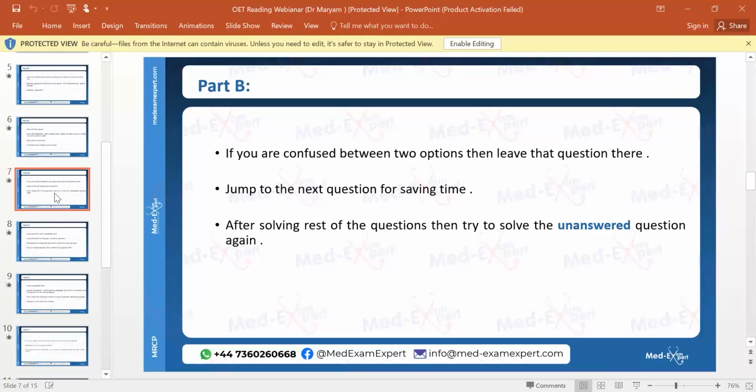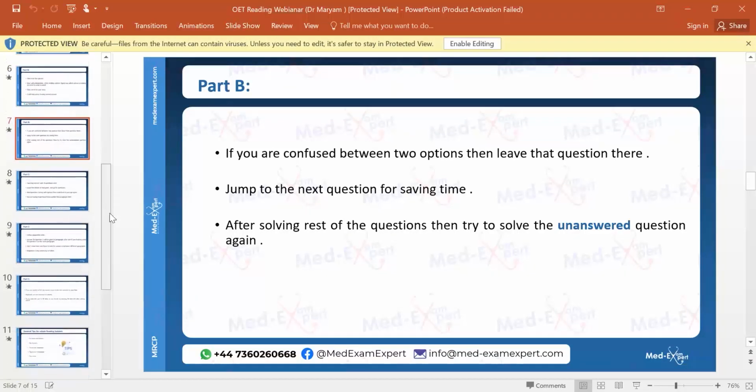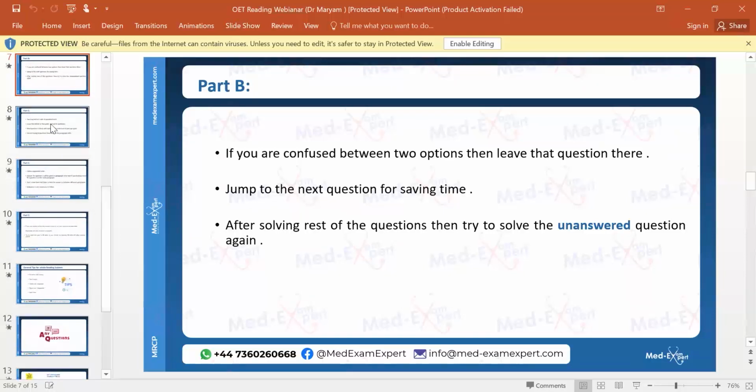If you are confused between two options, then leave the question there. It is very, very important. Listen, if you think that C and B are both correct, then leave it. Maybe you are right. Leave that question and jump to the next question to save time. Don't waste your time on a question in which you are confused. If you are confused between options B and C or A and B, don't stick to that. Please move to the next one.